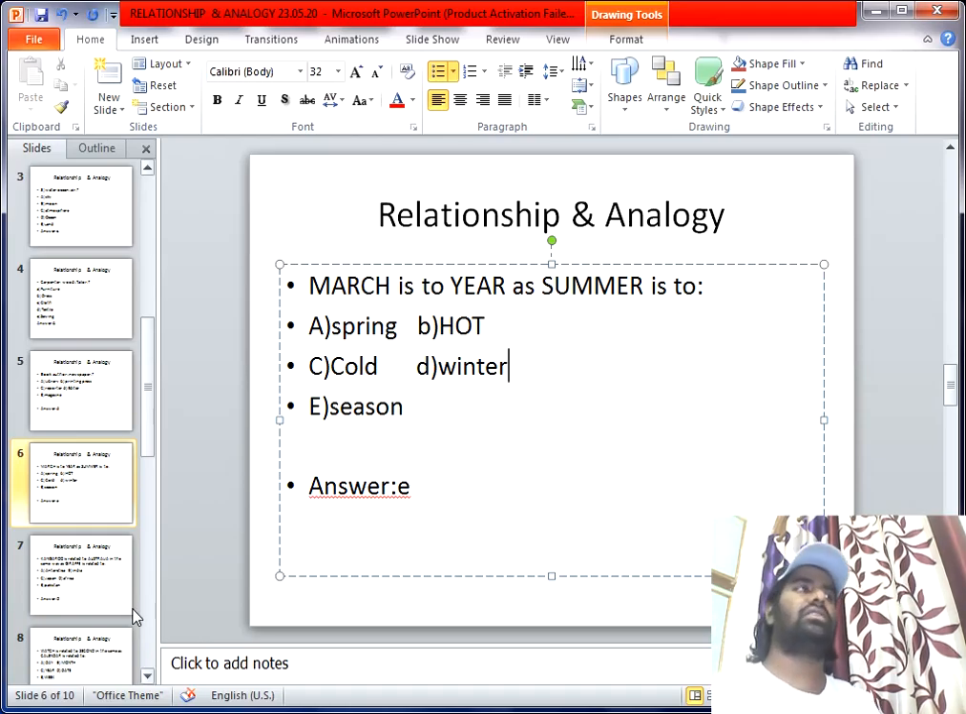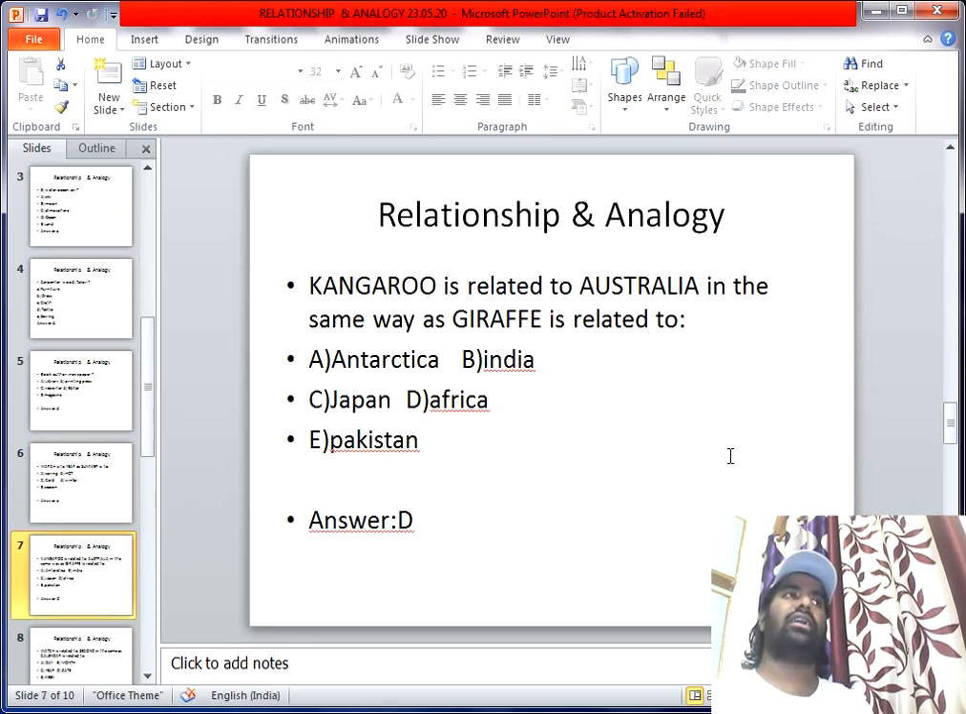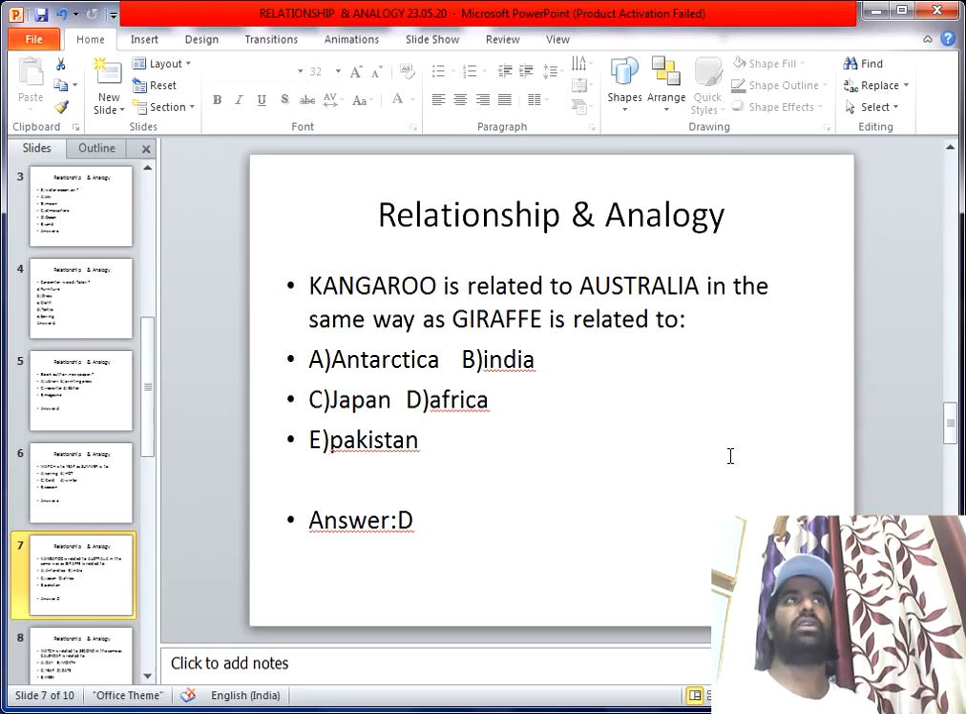That's what it is. So the next one is that kangaroo is related to Australia, and in the same way giraffe. Most of you might be knowing this, it is a silly question. Sometimes we even go wrong in our hurry or in our anticipation, and we want to answer, and we might put a wrong answer. The answer will be Africa, because you know that, right? The complete African regions and the kind of forest and all. Giraffe is mostly found in the African part.